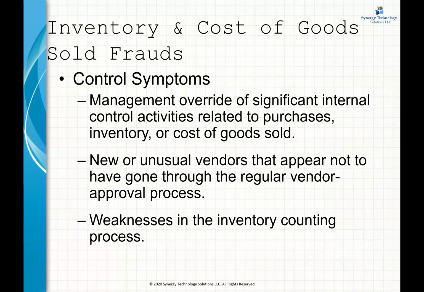Control symptoms. Again, if you see management override over the control, that's a telltale sign that something is not right. New or unusual vendors that appear not to have gone through the regular vendor approval process. The weakness in the inventory accounting process. That's why usually in the financial statement audit, most auditors will make sure they are present during the inventory counting process. But for a multinational company with bigger operations, this becomes a much more critical issue.